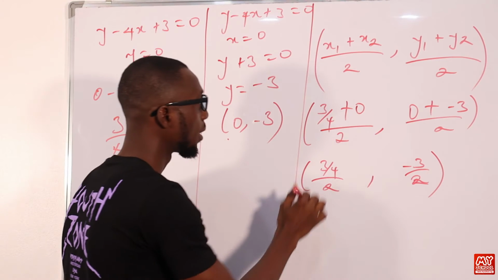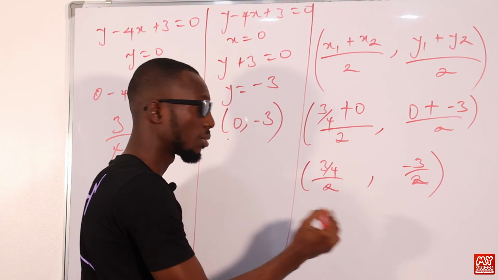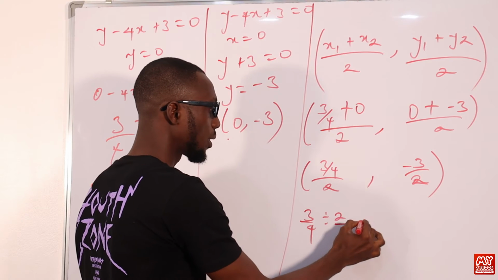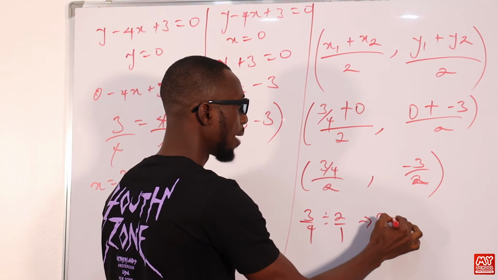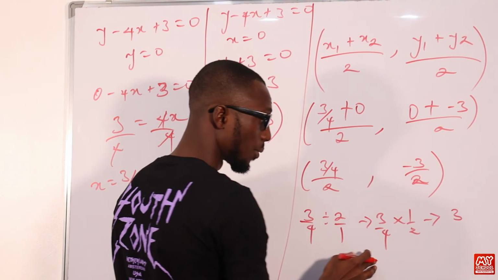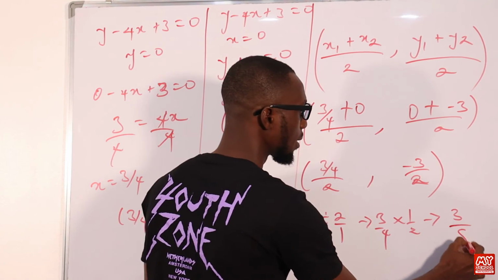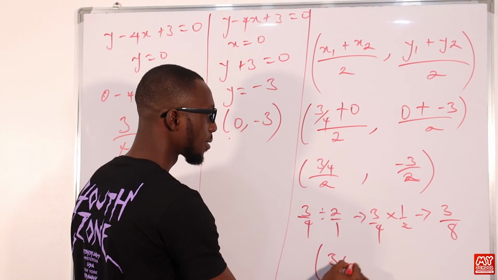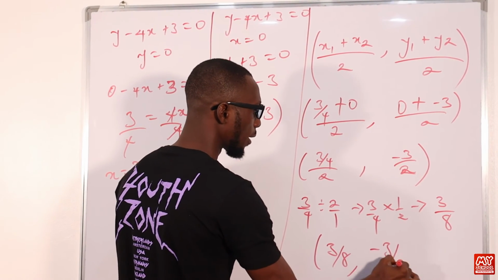Okay, so let me work on this. 3 over 4 divided by 2, that means 3 over 4 divided by 2 over 1, which still means 3 over 4 times 1 over 2. That implies 3 times 1 is 3, right? 4 times 2, that is 8. So we are having 3 over 8, then minus 3 over 2.